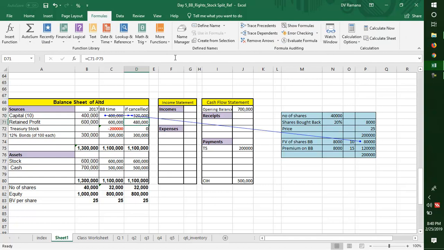And since there is no share premium at the time of the issue, the excess money paid to the shareholders will be reduced from the retained profit. No effect on the income statement.